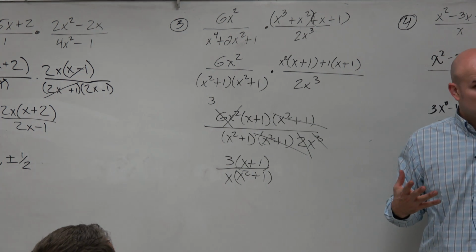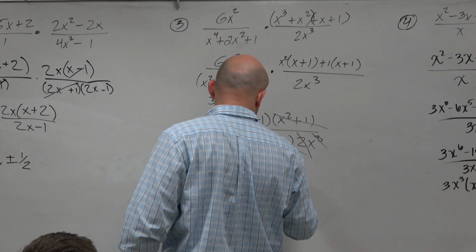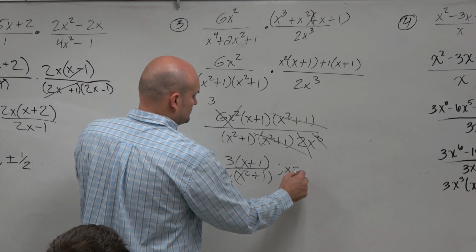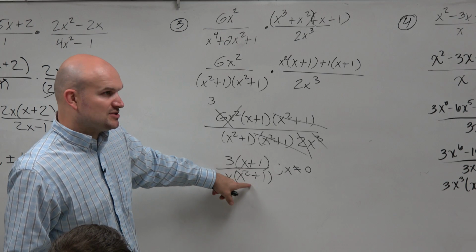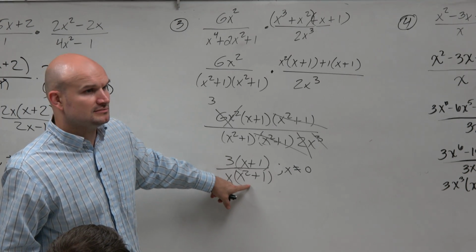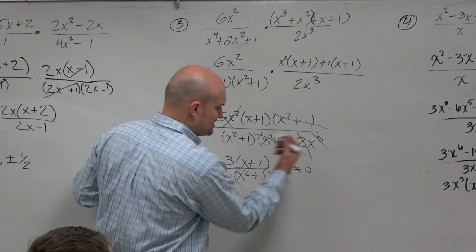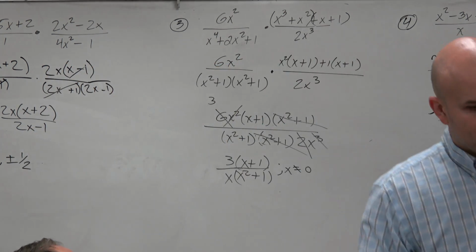So now we've got to look at our restrictions. Right? So we look at the restrictions, and we know x cannot equal 0. However, is x squared plus 1 going to give us a restriction in our domain? If we set that equal to 0, you get plus or minus i, right? So that's going to be our only restriction right there. It's just a 0.